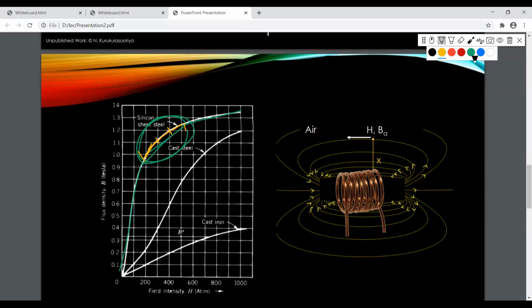If you need an explanation in Sinhala, since this is an important part, let me quickly go through.